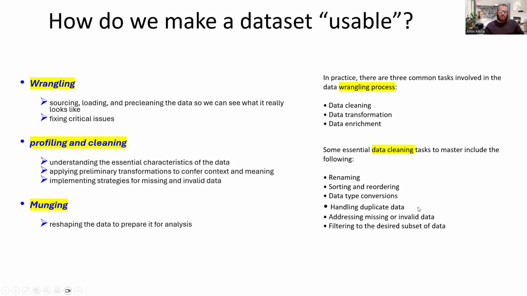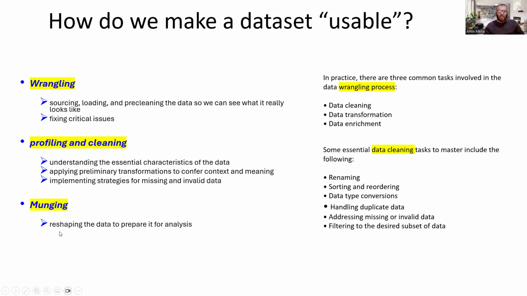Data type conversion: you can convert the data into different formats and so on. Handling duplicate data is not acceptable either. If there's a duplicate in your data because, by mistake, those who entered the data added it twice. Addressing missing and invalid data, and filtering to the desired subset of data. This is very important. This phase is going to take you probably 40 to 50% of your time.